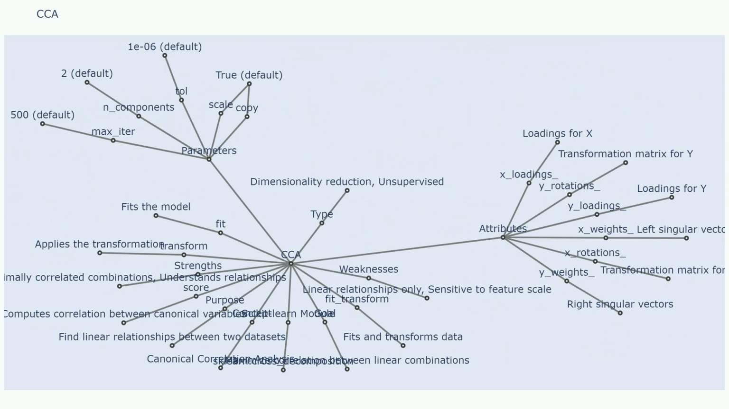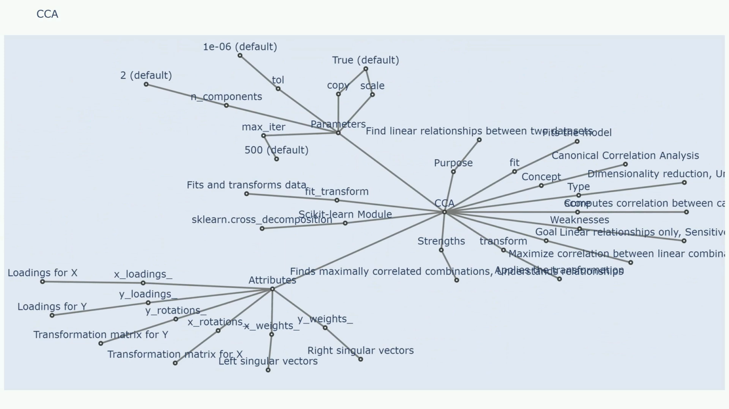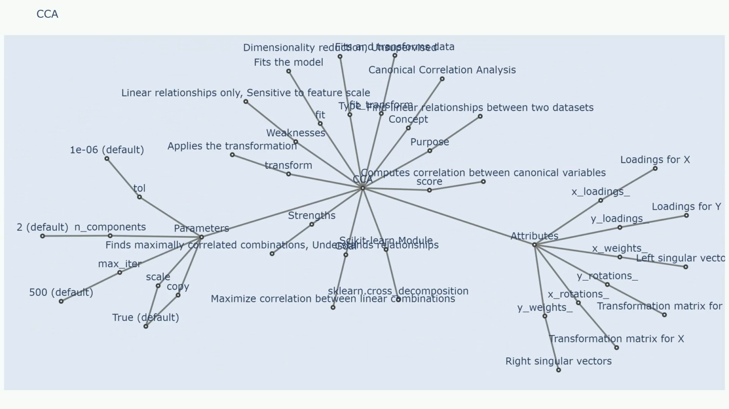Type: int. Default: 2. Name: scale. Description: whether to scale the data before performing CCA. This is generally recommended to avoid issues with differences in scale between variables. Type: bool. Default: True. Name: copy. Description: whether to copy the data before fitting the model. This can be set to False to save memory if the data is not going to be modified. Type: bool. Default: True.